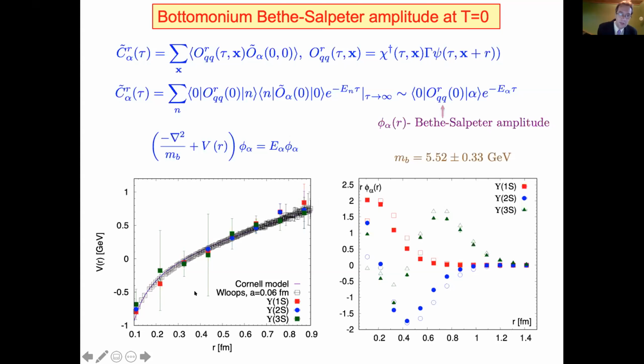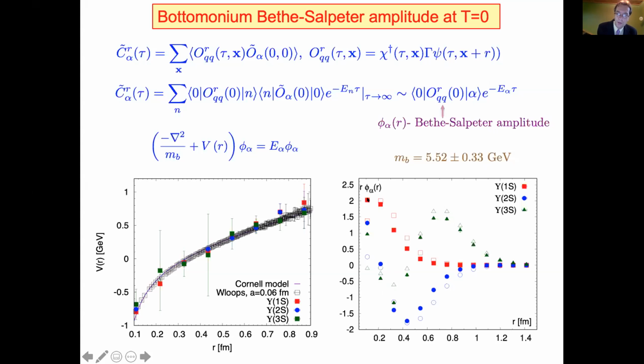So all these 3 states point to the same potential, and you could also determine the constituent mass entering this equation to be 5.5 GeV with a 300 MeV error. Furthermore, if you have the mass and you know the potential, so if you fix the potential to be either the lattice or the Cornell potential, doesn't matter, they are the same, you could actually calculate the Bethe-Salpeter wave function from potential model and compare to the lattice results.